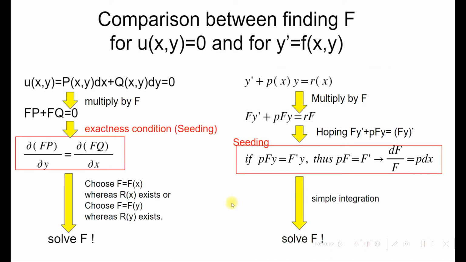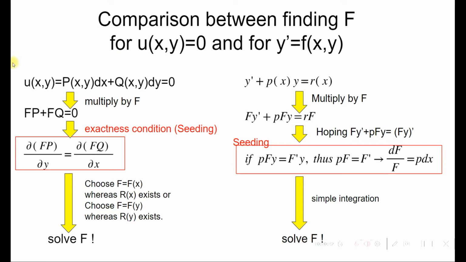In the previous episode, we have elaborated on and visualized the process of finding f, the integrating factor, for an implicit function u of x and y equals 0. And in this episode, we have demonstrated the process of finding f for an explicit function y prime equals f of x and y. The ideas are different because the structures of these two functions are different.